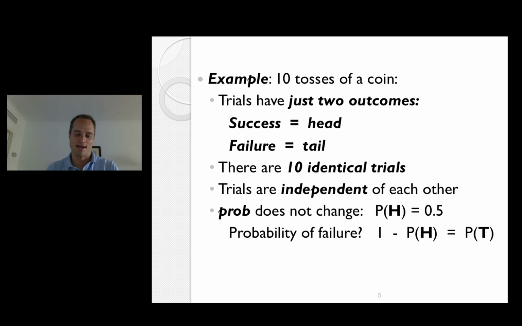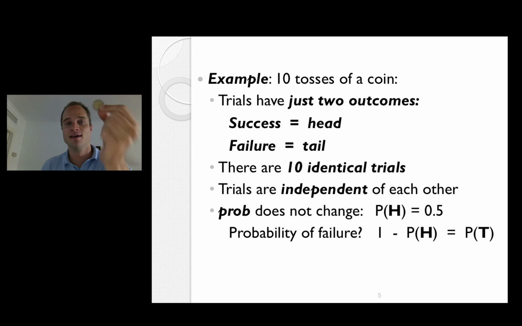I could say every time I get a heads, that's a success, and I could mark the number of successes I get. Let's say, for example, I'm flipping this 10 times, so 10 tosses of a coin. These are identical, so I'm going to flip it in the same way each time to satisfy these Bernoulli conditions. They're independent of each other. It doesn't matter what I did in the first one. The second one is just moving forward. And the probability doesn't change.